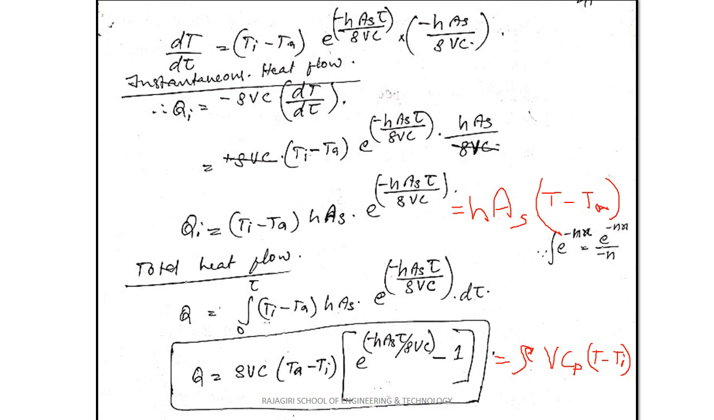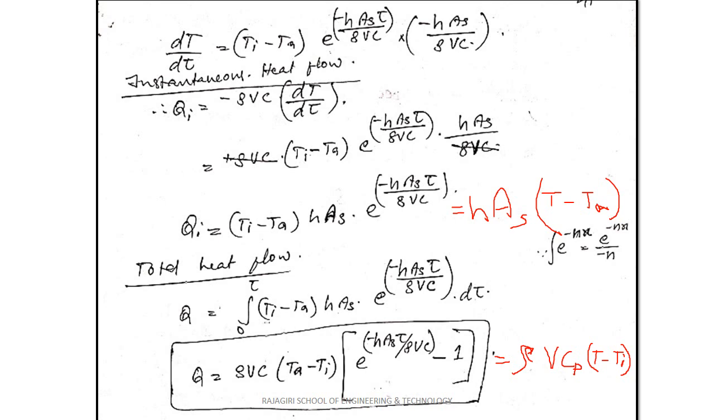You can also use another equation to find the instantaneous heat flow rate, that is equal to hAs into (T minus Ta). Ta is the atmospheric temperature. T is the temperature at the time tau.